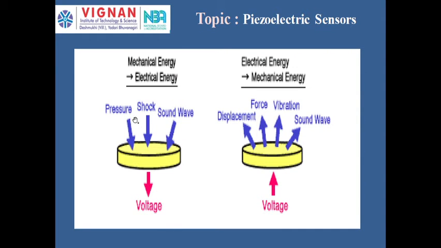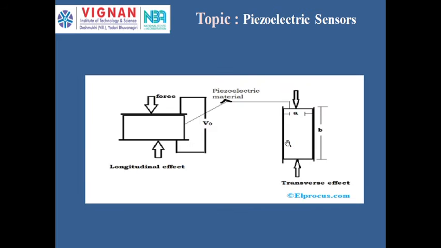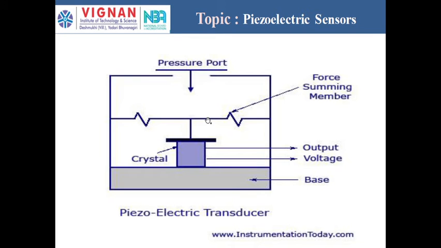When you apply some pressure or some shock or sound, it produces a voltage. That means it converts mechanical energy into electrical energy. Or if you apply a varying voltage, then because of that varying voltage there is a chance of displacement taking place. Sometimes it will produce some force, vibration and sound wave. Okay, so this is producing the force; now we'll see how voltage develops.